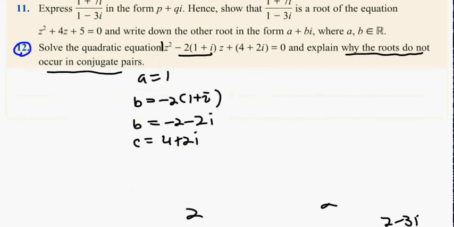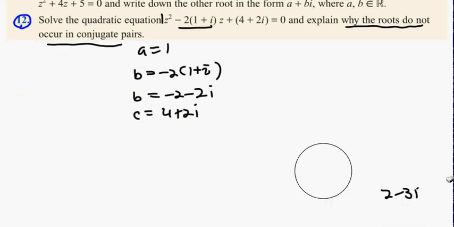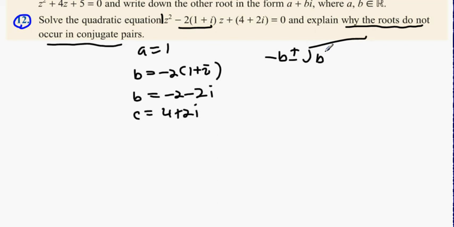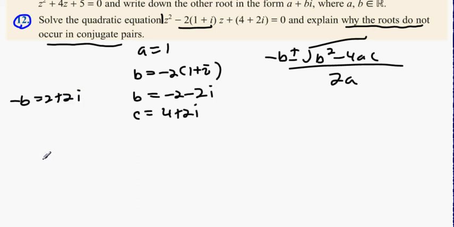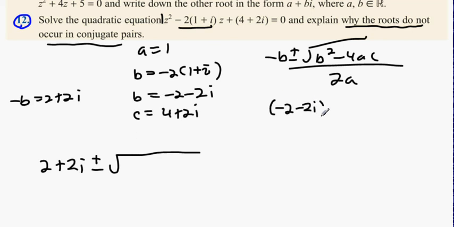Okay, now to solve this, we're basically going to do the minus b formula. Minus b plus or minus square root of b squared minus 4ac all over 2a. Now, what's going to happen here is we're going to get b. If that's b, then minus b is 2 plus 2i. So we're going to get 2 plus 2i plus or minus the square root of, now b squared is basically minus 2 minus 2i multiplied by minus 2 minus 2i.